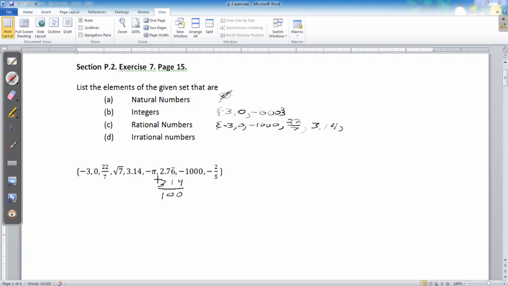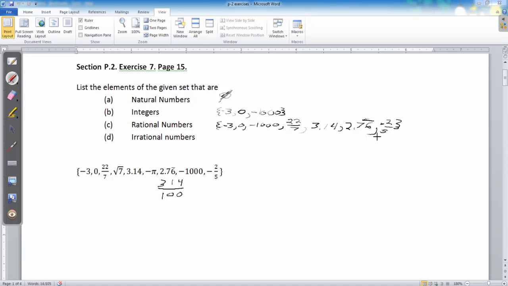And what do we got left? Negative pi. Pi is very famously an irrational number, so we're not doing that. 2.76 continuing. As we said, infinite repeating decimals are rational. So 2.76 repeating is rational. And then -2/5, integer over integer. So that is rational.